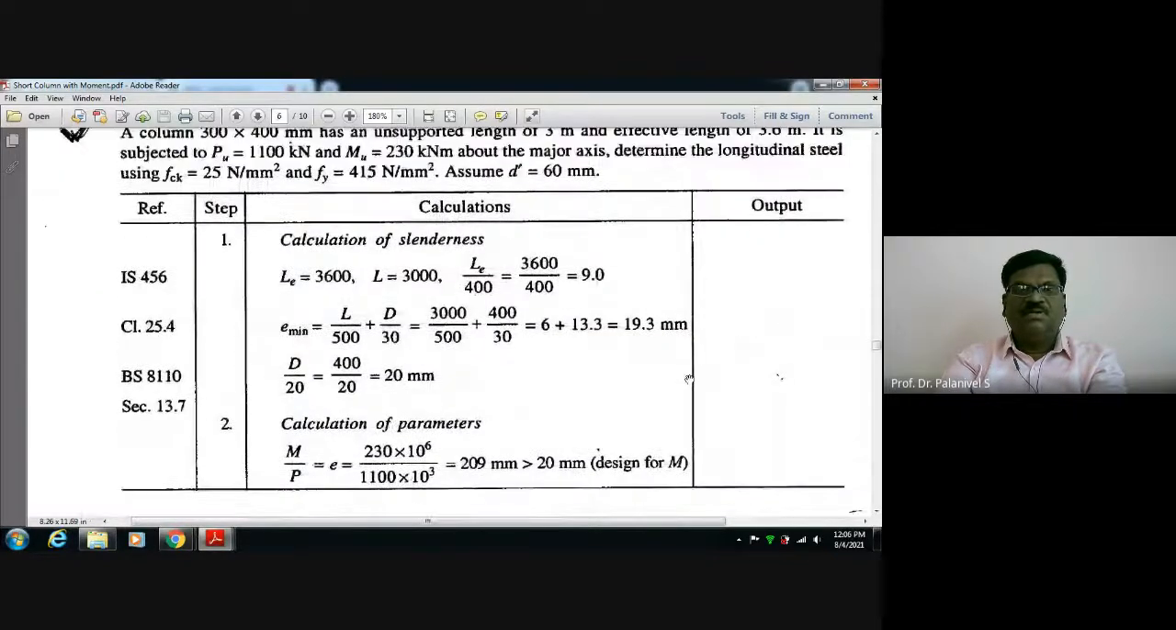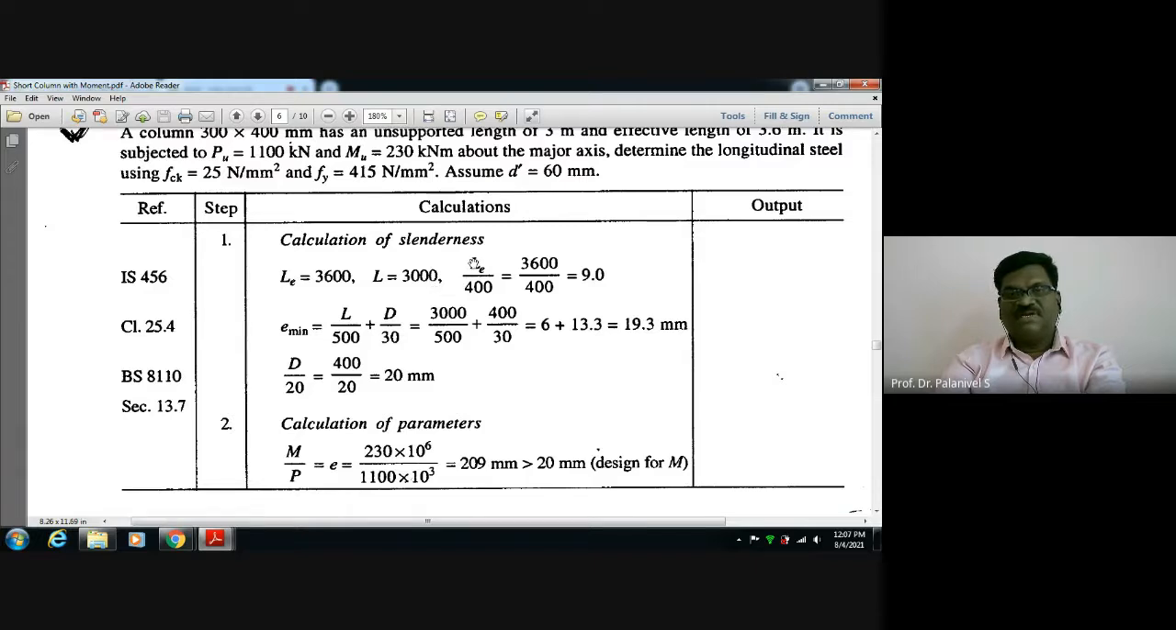Right now, you have to calculate the slenderness ratio. You have to do certain checks. First, calculation of slenderness ratio, whether the given column is a short column or not, that you have to verify. So we know the effective length is given as 3.6 meter, that is 3600 mm. Unsupported length is L equal to 3 meter, that is 3000 mm.